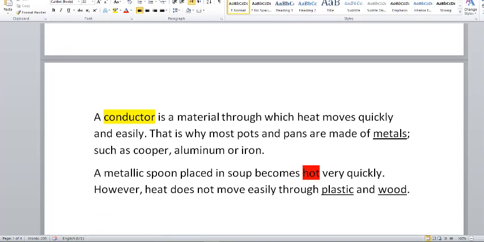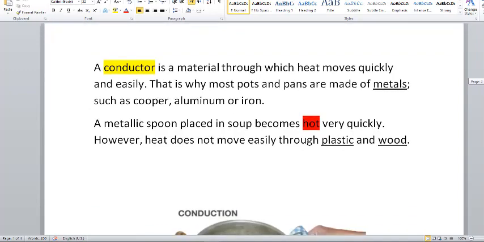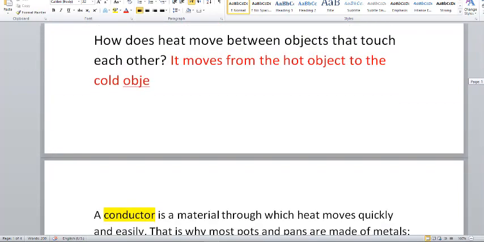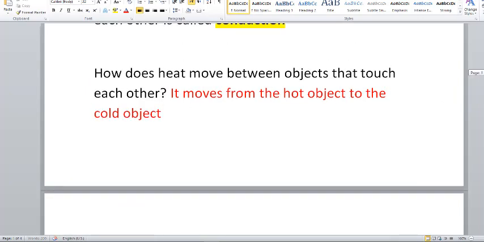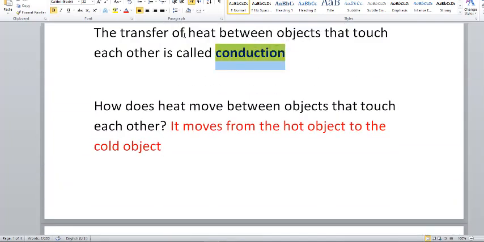Let's go to another topic. Wait, to the cold object. Okay, that's the answer. Let's go to the conductor. We talked about conduction, right? We said conduction is the transfer of heat from objects that touch each other, from the hot one to the cold one. That's conduction. But what is a conductor?